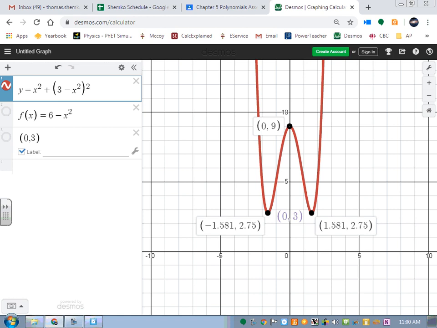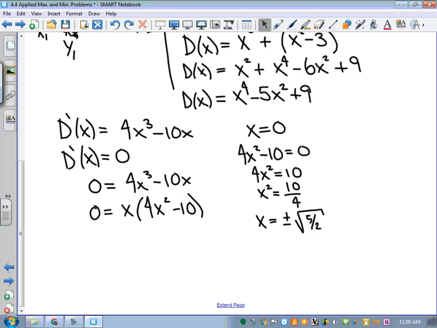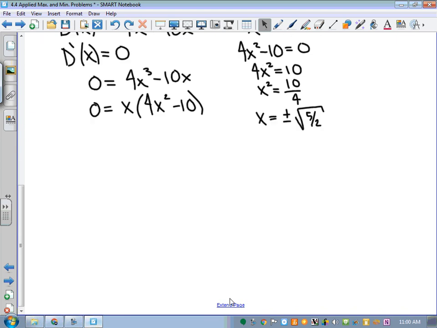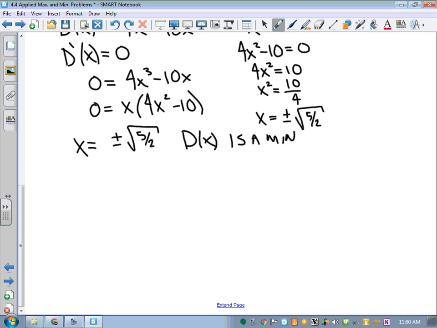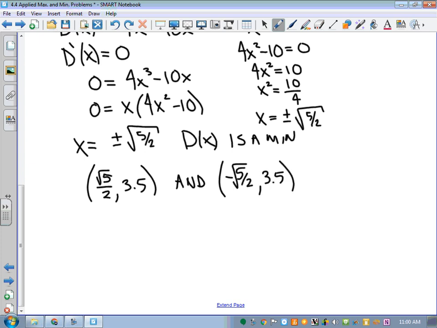Now, using that graphical knowledge as well is pretty important, because that's really our first derivative test, and we could do that through the sign chart in a lot of different ways, but we know that when x is equal to positive or negative square root of 5/2, capital D of x is a minimum. That means the distance is a minimum as well, so those points work out to be root 5/2, 3.5, and negative root 5/2, 3.5.